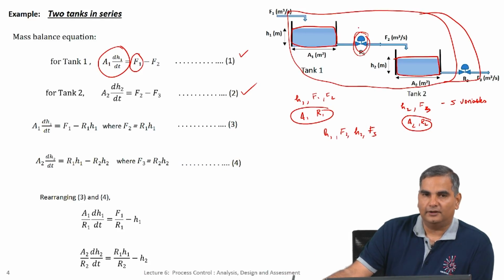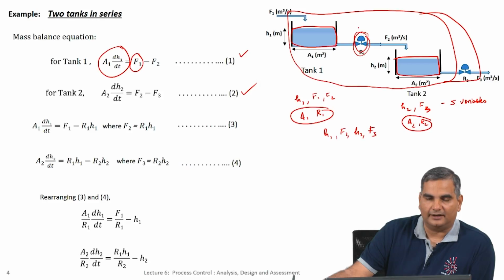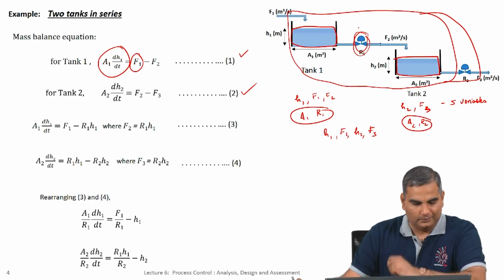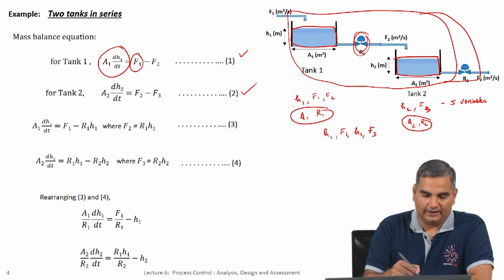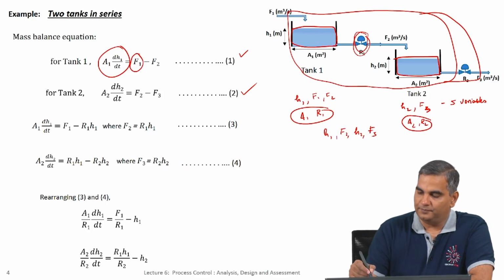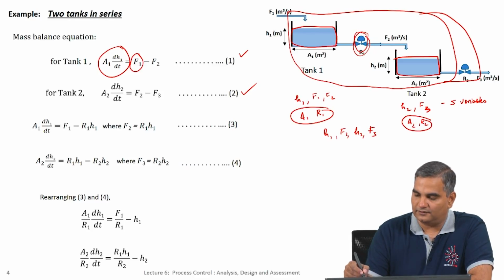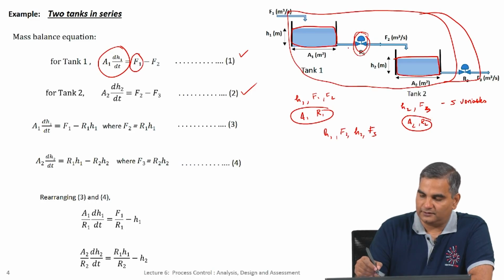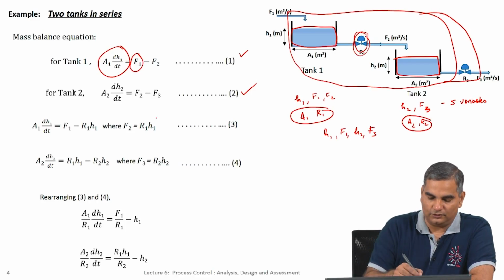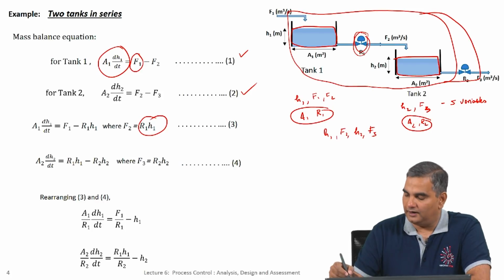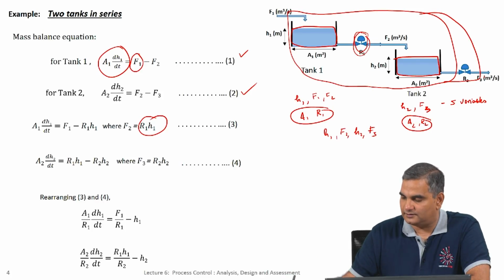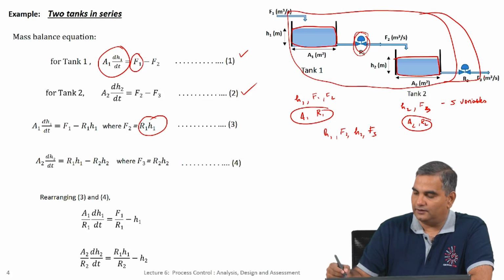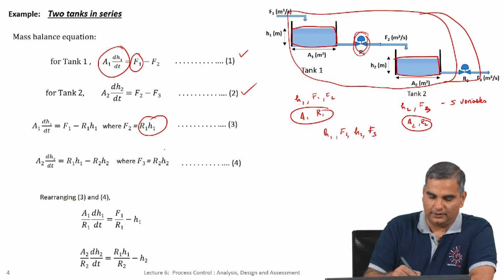Last time we wrote the flow across this as R times root H. We are going to simplify this and use a simpler approximation, a simpler phenomenological model where the flow is related directly linearly. So, for example, for the flow F2 across this valve, I am going to say it is simply R1 times H1, which is what is written here, and for the flow across this tank valve I am going to say the flow rate F3 is R2 H2.